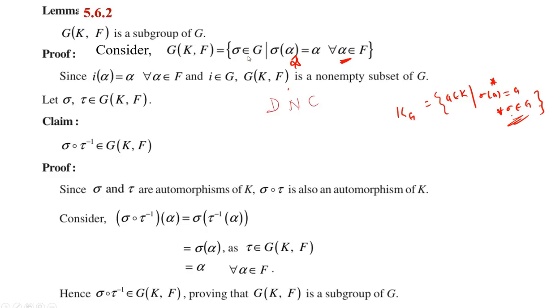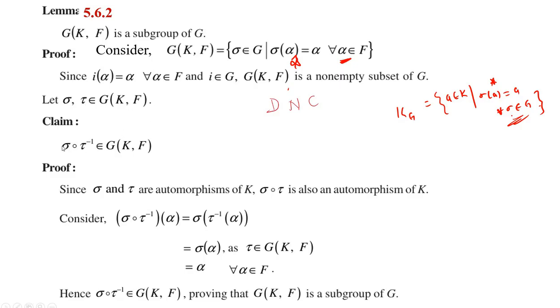So it satisfies the criterion. It's an automorphism of K, and it fixes the elements of the base field. So automatically it goes to GKF. So it's a member of GKF. Therefore GKF is a non-empty subset of G. And you consider two elements, sigma and tau, in GKF.